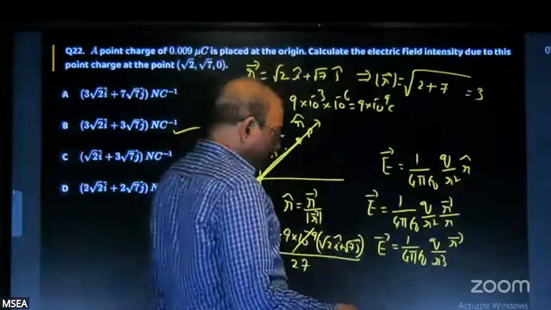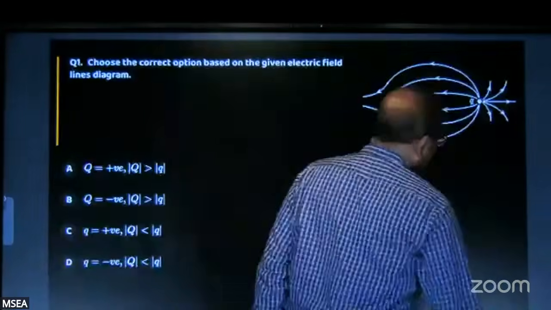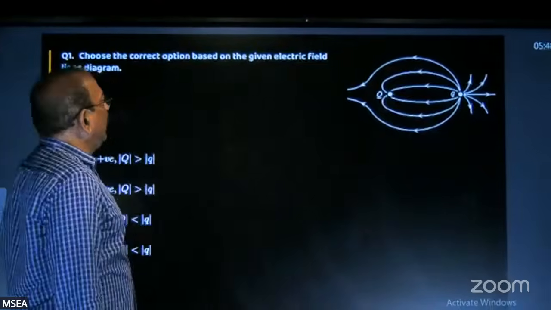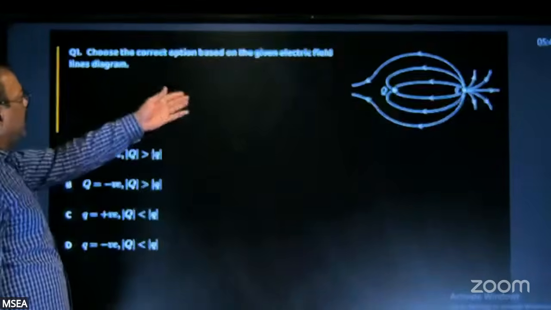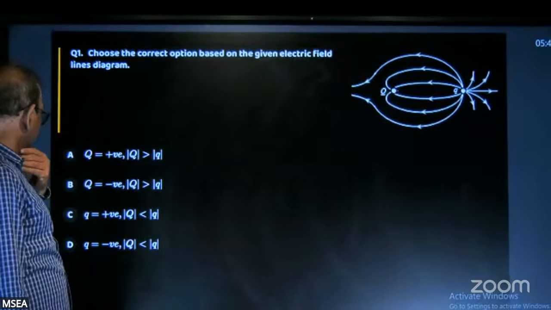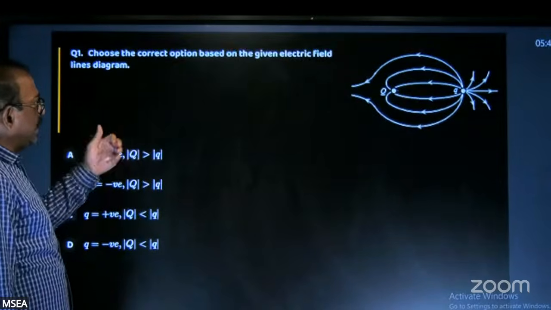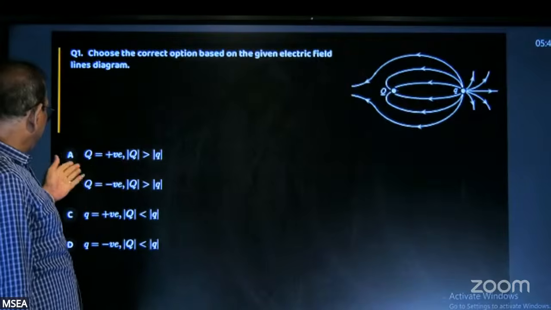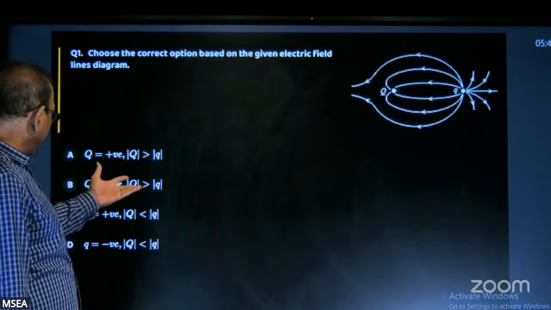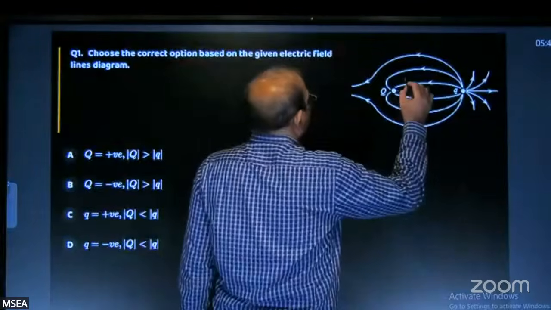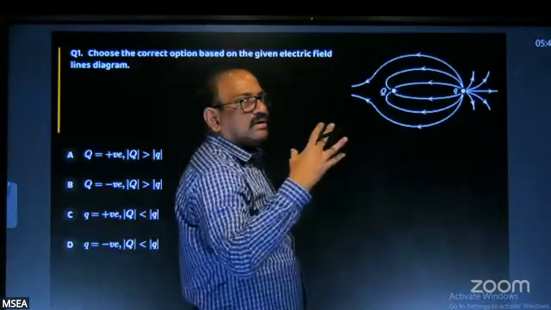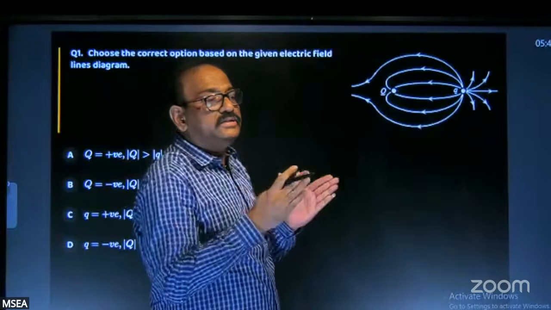Okay, I'm moving into next. Field lines. Choose the correct option for this electric field lines diagram. Two charges are there. He is asking which is positive, which is negative, which charge is more. What you have to apply? Where the field is strong, there the field lines density is more.